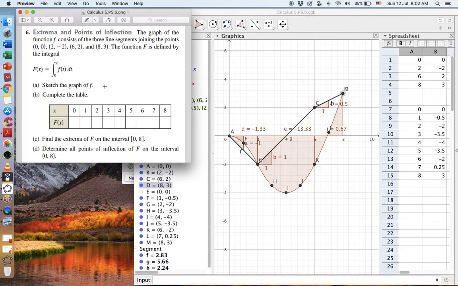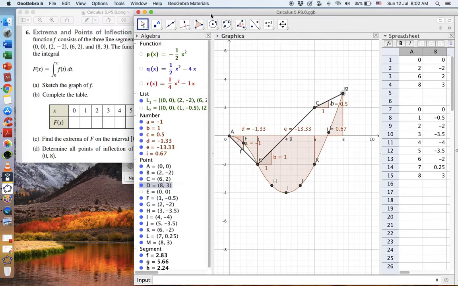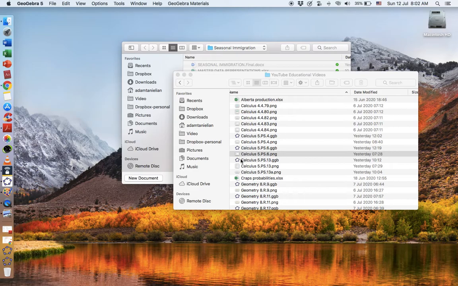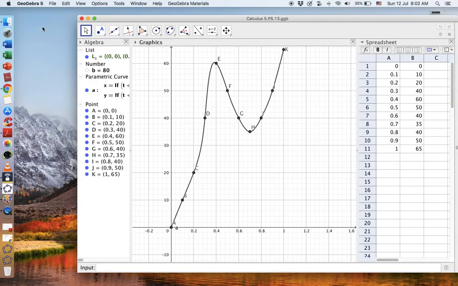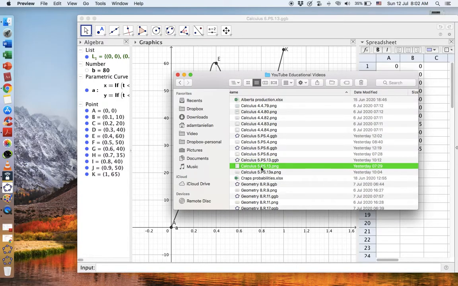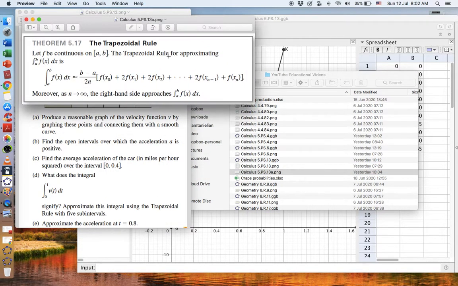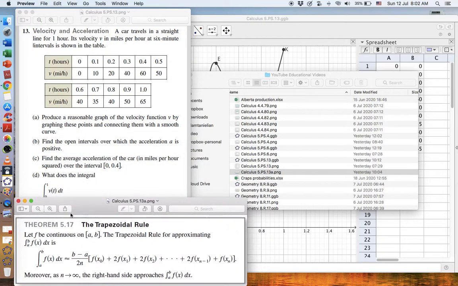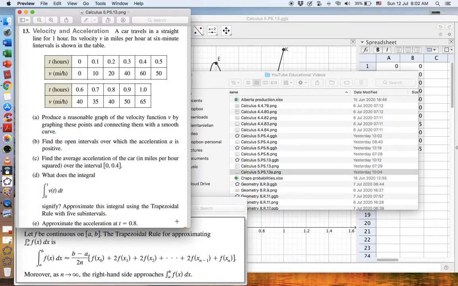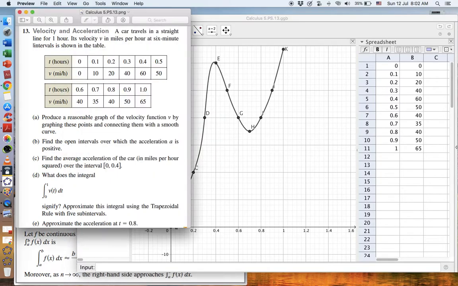All right, so that one was pretty easy, again, using the very helpful program we have here with GeoGebra. And for our third example, we've got a practical problem that you've probably seen in a physics book. We've got velocity and acceleration. A car is traveling in a straight line for 1 hour. Its velocity v in miles per hour at 6-minute intervals is shown in the table. These are 0.1 because 6 minutes is 1/10 of 1 hour.